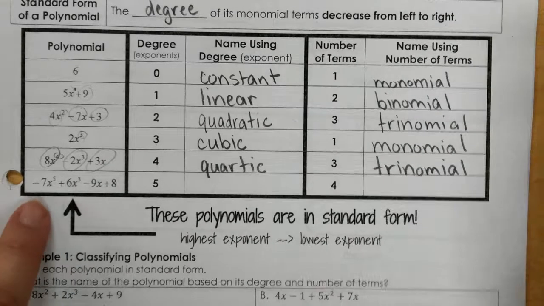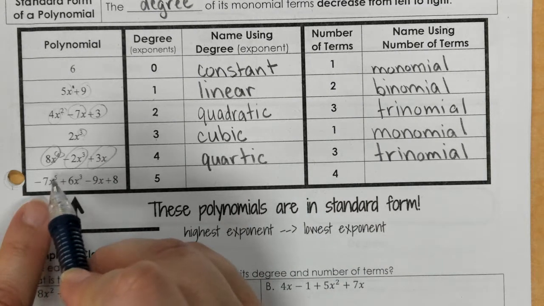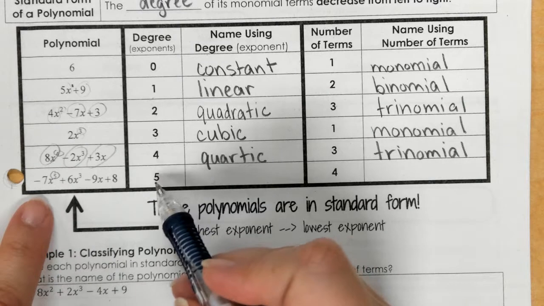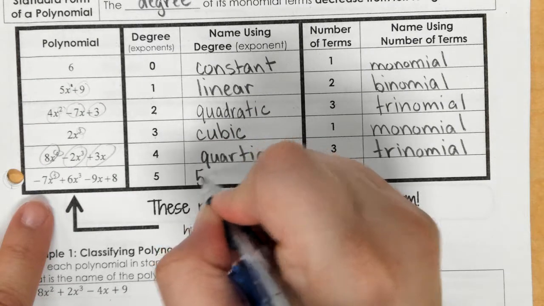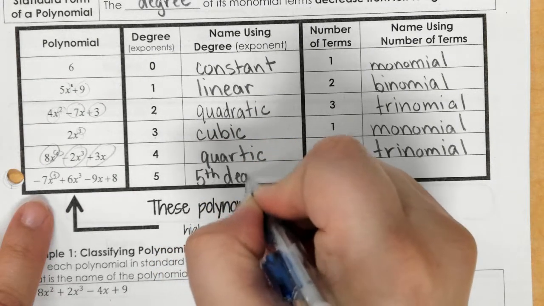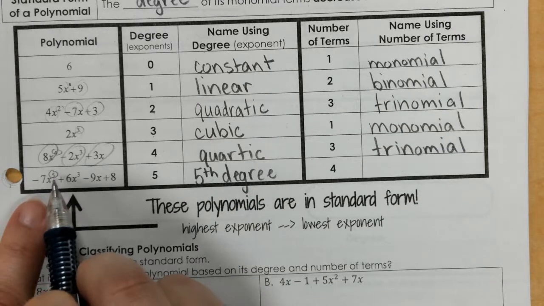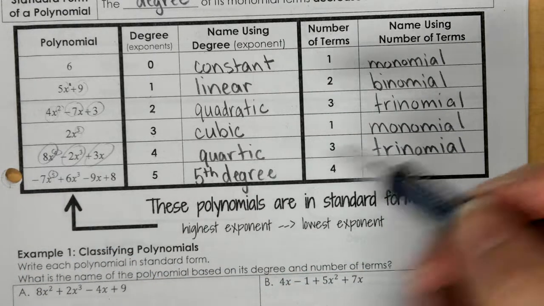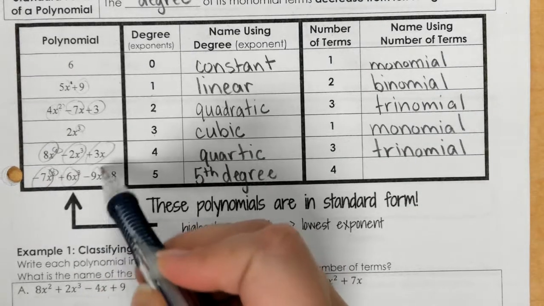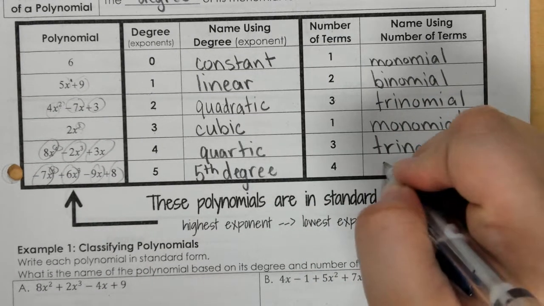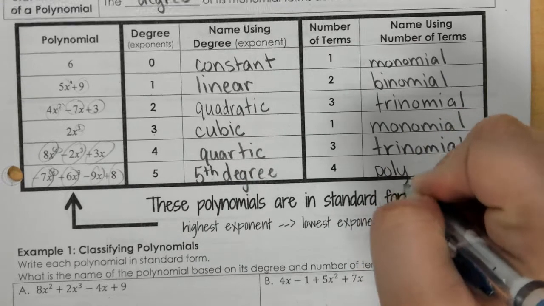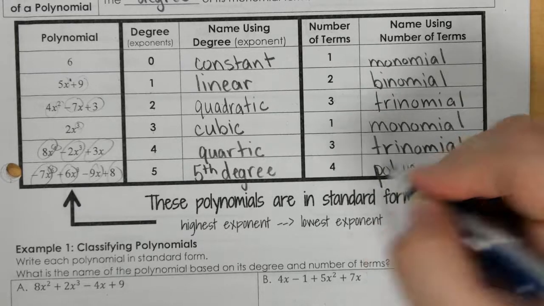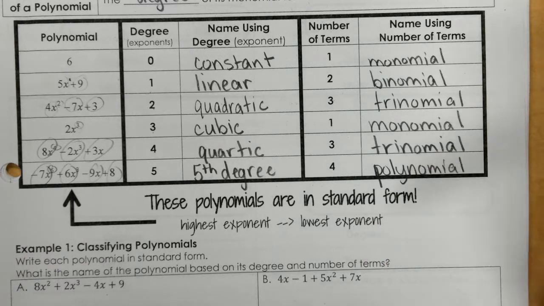And lastly, this negative 7x to the 5th, the 5 is my highest exponent. Once we get to 5, we would call this a 5th degree. There are no more special names after 5. So if it was a 6, we would call it 6th degree or 7th degree. And we have 4 terms here: 1, 2, 3, 4. 4 terms is called a polynomial, for many terms. And if you had 5 terms, you would still call it a polynomial.